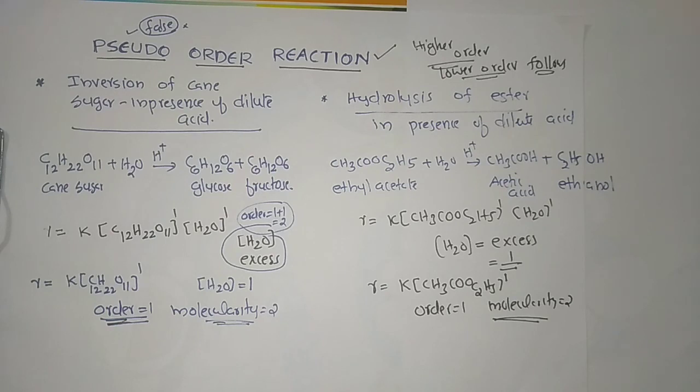Order is an experimental concept. So in the next class, what are the different methods used to calculate the order of a reaction experimentally. Okay, clear? Thank you.